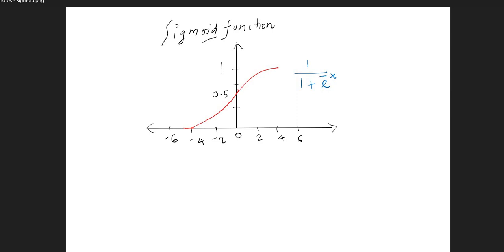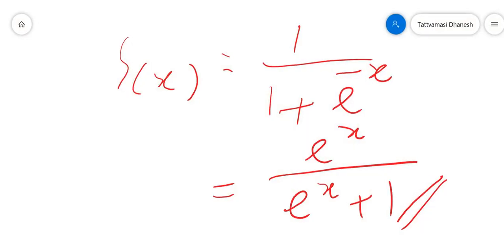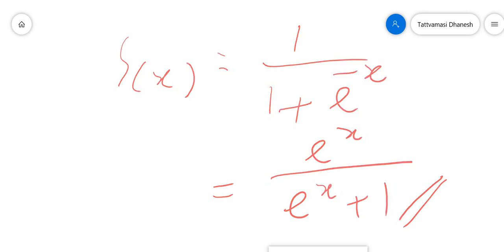It changes. Even if it gets into the negative range, it will again come down from 0.5. So it's a non-linear function, and the range of values is taken between 0 and 1. See, we have the values of the sigmoid function. It varies from 0 to 1. So the minimum value of the sigmoid function is 0, and the maximum value is 1.